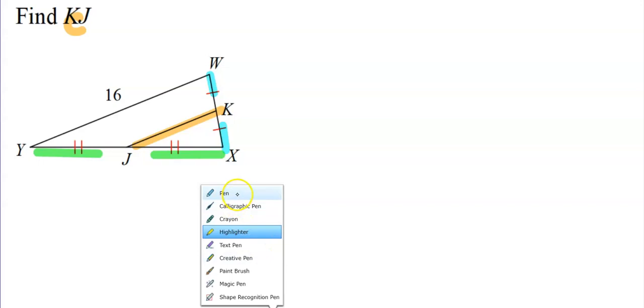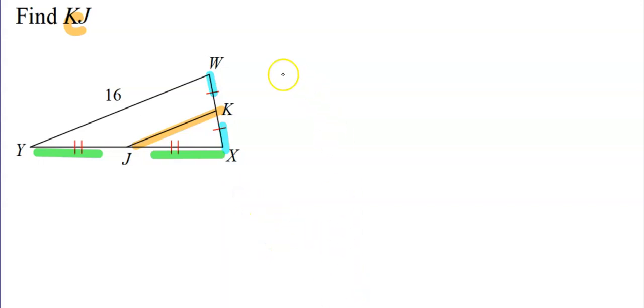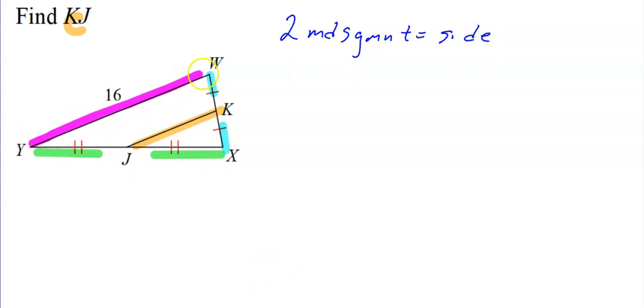Now, the rule I like to use, we can say this a couple ways, but I like to say two midsegments equal the side they don't touch. And the side they don't touch is this side right there. So two midsegments equal a side.